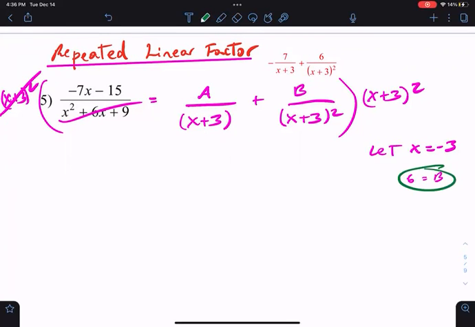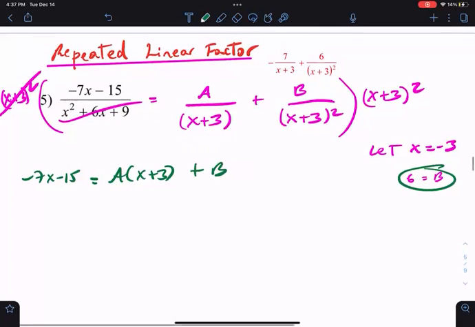Okay, so again, I don't know why I erased the other one. Right, so this is a(x plus 3) plus b equals negative 7x minus 15. Now we can use another number, right? We already have b, so I can just plug it in. So this is going to be ax plus 3a, and b is 6, and this is going to be negative 7x minus 15. Combine like terms, subtract 6 on both sides.